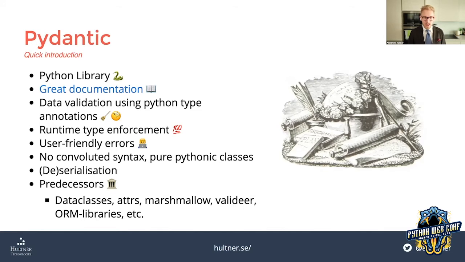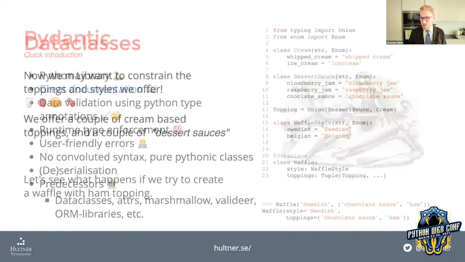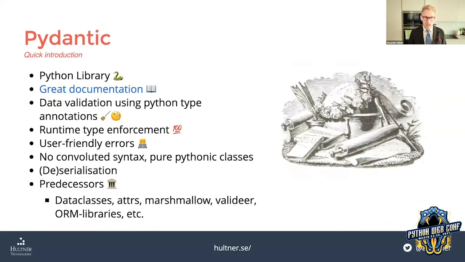So we have data validation using Python type annotations. The code looks just like standard Python, nothing special, no super involved things to get started. And we have runtime type enforcement, which means that we will always be sure that we have the correct types when running this code, and that we can't get the case we saw with the waffle here. There's no convoluted syntax, as I said. It's just pure Python classes and types. There's support for both serialization and deserialization, for instance, pickle and JSON, which is very handy when working with it.